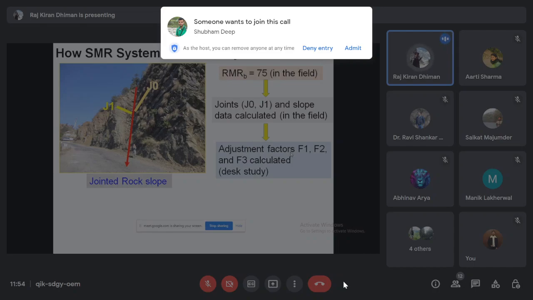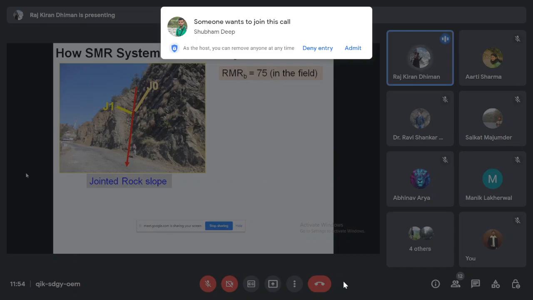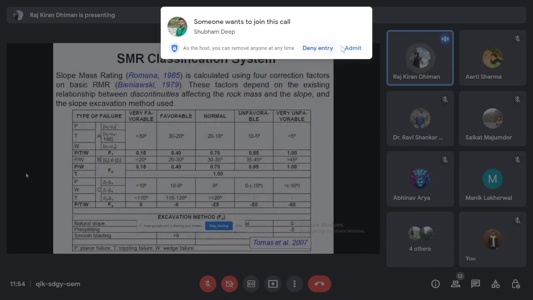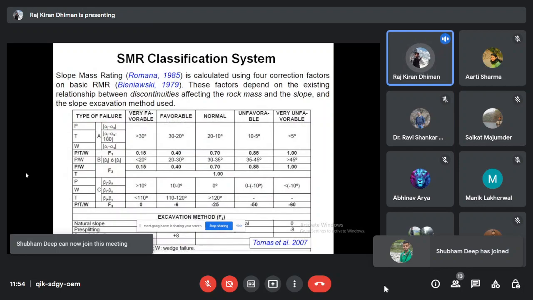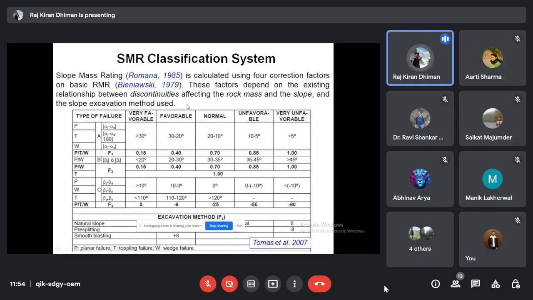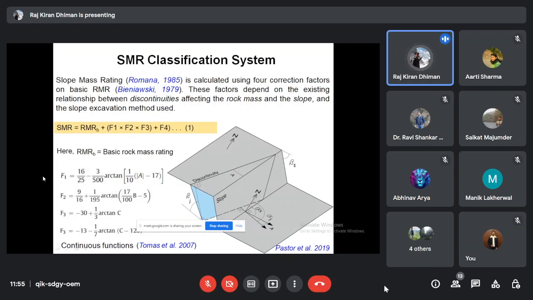Desk study we have to do. I forgot to mention one important thing here: Romana developed this system, which you can understand is a discrete type of classification system. Because according to Romana, between 20 to 30 there is a fixed value of 0.4, and between 10 to 20 there is a fixed value of 0.7. So we call this a discrete system.